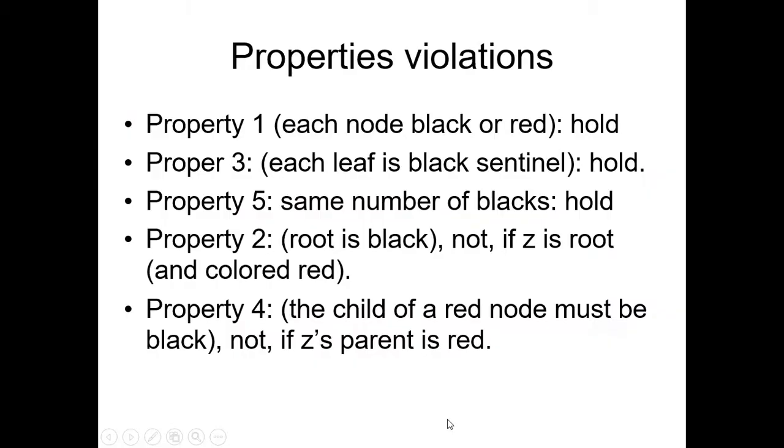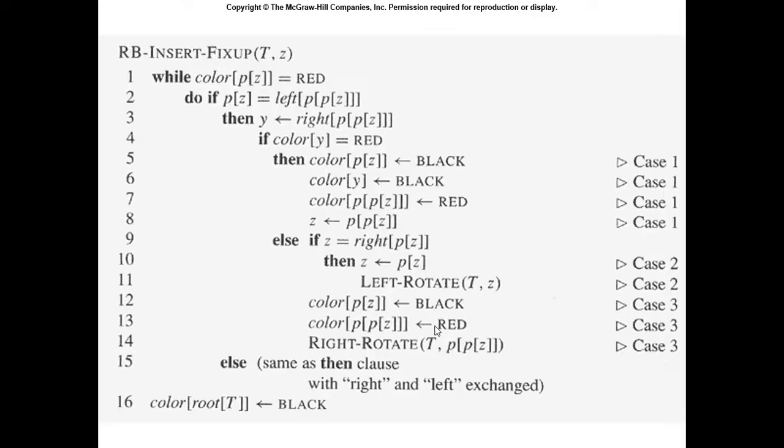So now you go to the insert fix up. The situations in which the properties are going to be violated are mentioned here. Each node is either red or black, as per the properties, right? Each leaf is a black sentinel. The same number of black nodes should hold from any node to its descendant leaves, right? And the root should be black. And if a node is red in color, then both of its children must be black. So these are the properties.